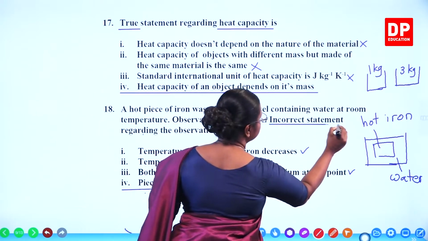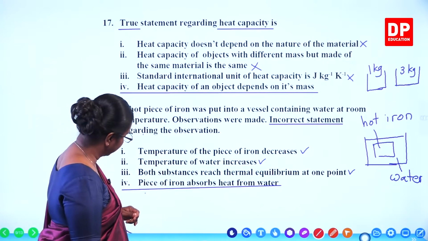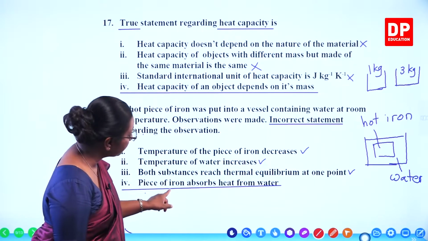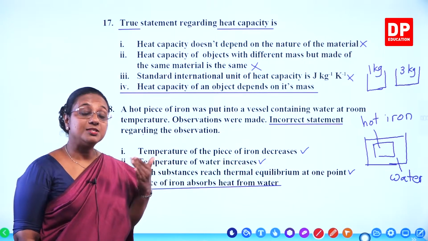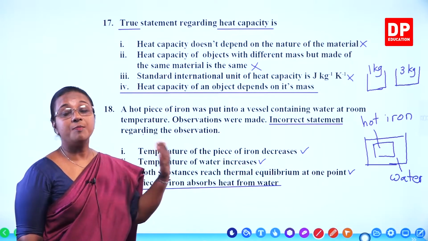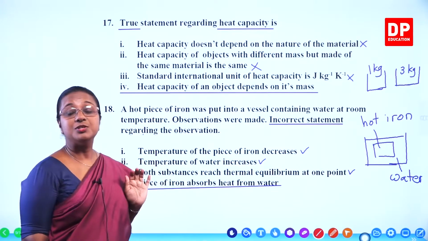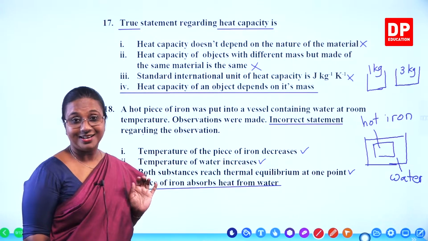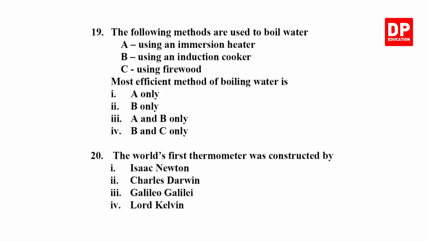You were supposed to select the incorrect statement regarding the observation. So that is, the piece of iron absorbs heat from water. That is incorrect because water absorbs heat from the piece of iron. So I am sure you were able to answer these also correctly. With that, we will move on to the next question.